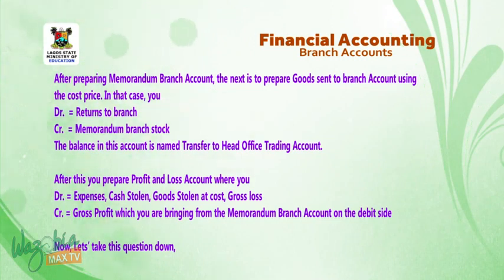In that case, you debit returns to branch and credit memorandum branch stock. The balance in this account is named transfer to head office trading account. After this, you prepare the profit and loss account, where you debit expenses, cash stolen, goods stolen at cost, and gross loss, and you credit gross profit, which you are bringing from the memorandum branch account on the debit side. Now let's take this question down.